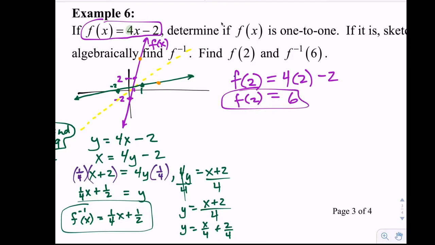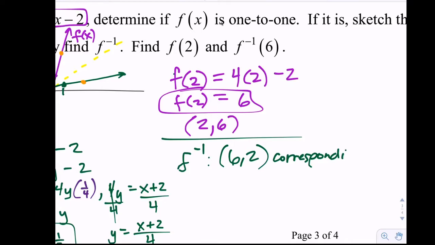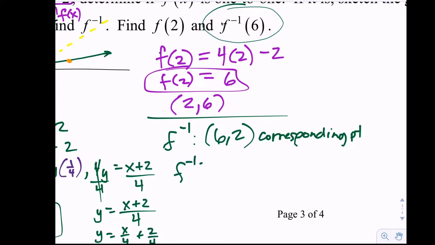Now, the beauty of function notation is when you say f of 2 equals 6, you actually are giving another version of an ordered pair, 2, 6, that exists on the graph, right? That's the beauty of function notation. Now, if 2, 6 is a point on the function f, then the inverse function f inverse should have a point on it that corresponds to 2, 6 called what? 6, 2. Right? That would be the corresponding point. Well, we're going to verify that because now it says to find f inverse of 6. And of course, f inverse of 6 should equal 2. Let's see if it works.